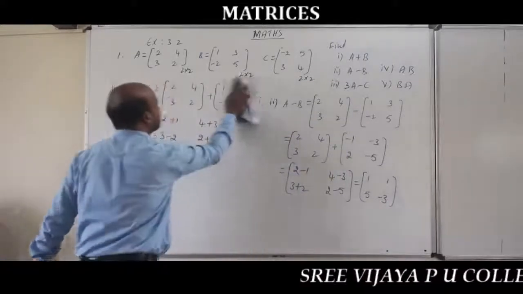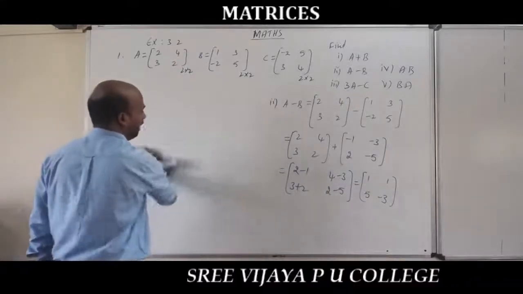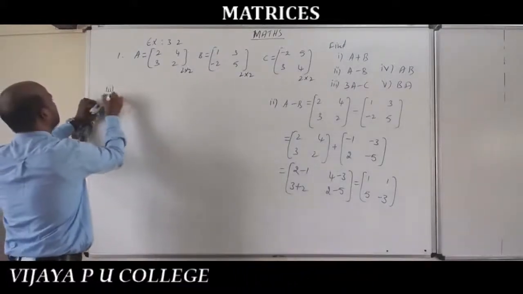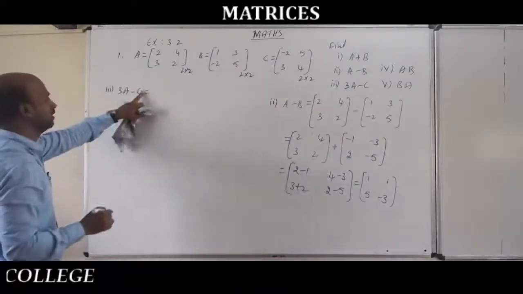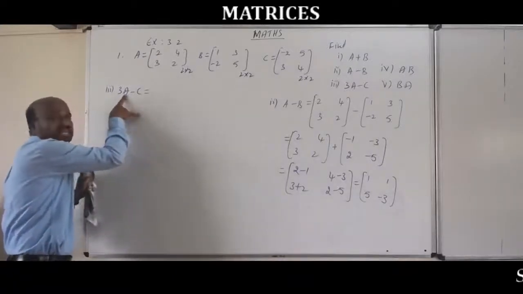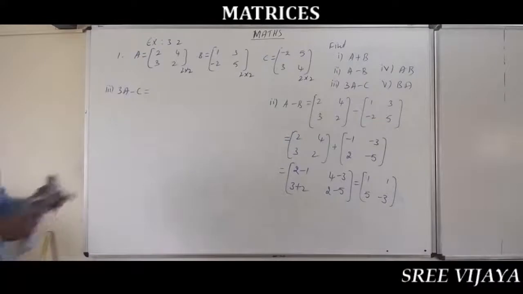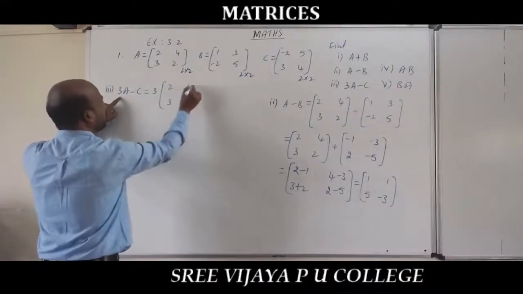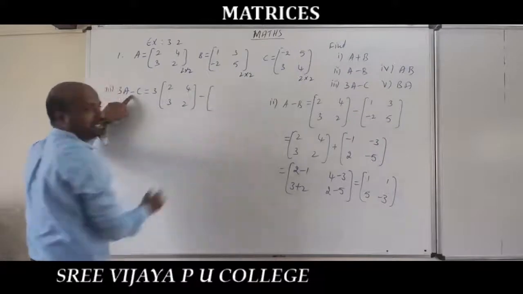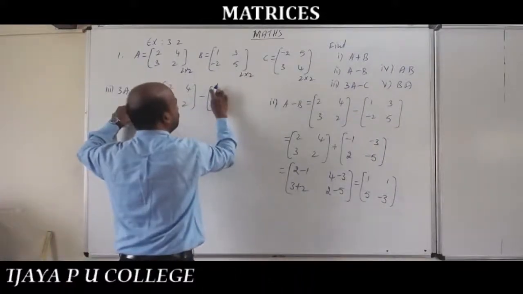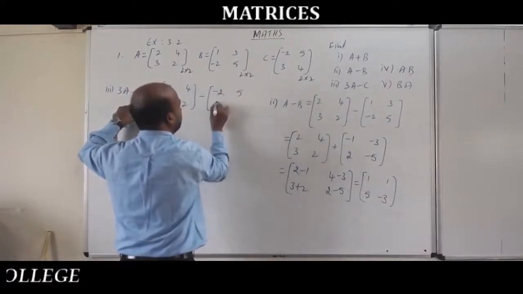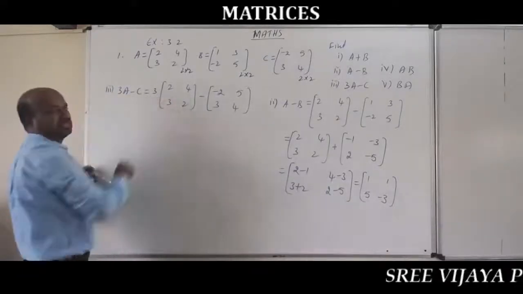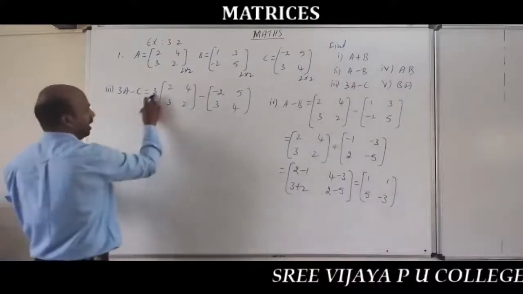Now 3 times of A minus matrix C. 3 times of A minus C equals 3 times of A minus C. 3 times of A means scalar multiplication of matrix A by the scalar 3. So 3 times A is 3 times the matrix 2, 4, 3, 2, minus matrix C, which is minus 2, minus 2, 5, 3 and 4. For multiplication of matrix A by a scalar, we multiply every element by the scalar K, where K is 3.